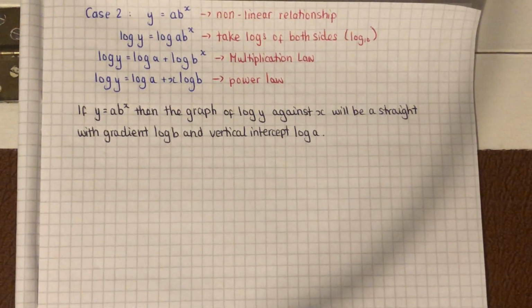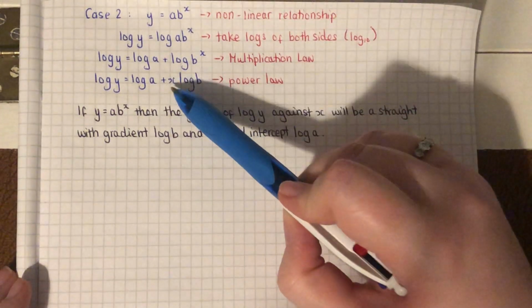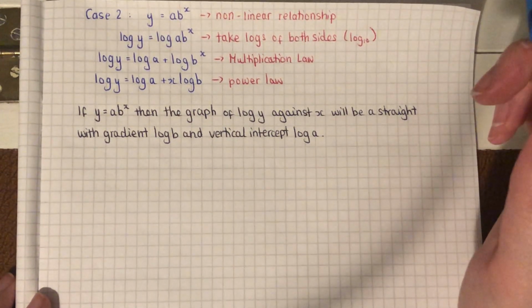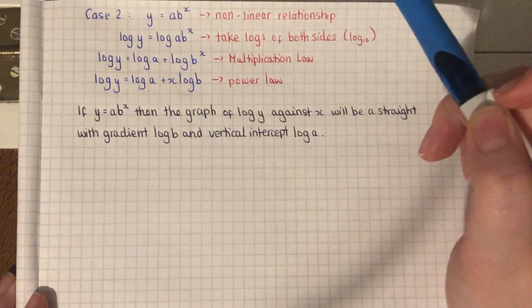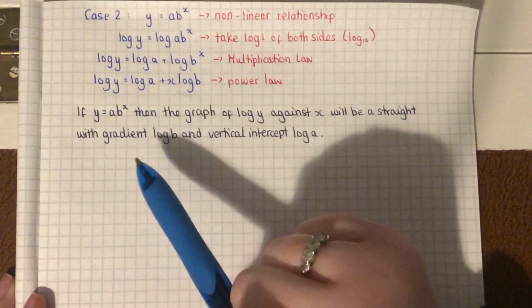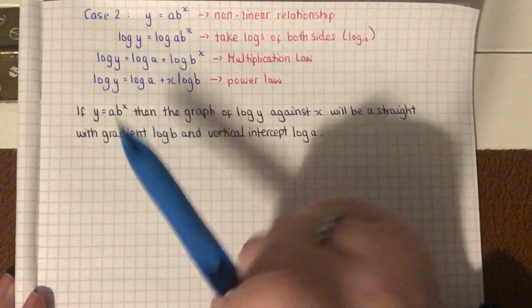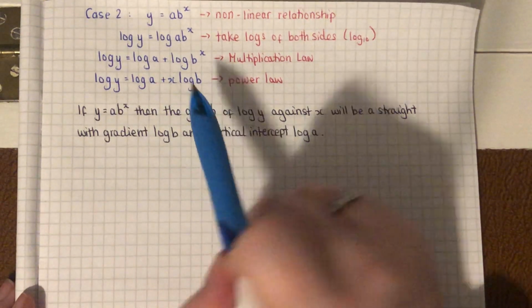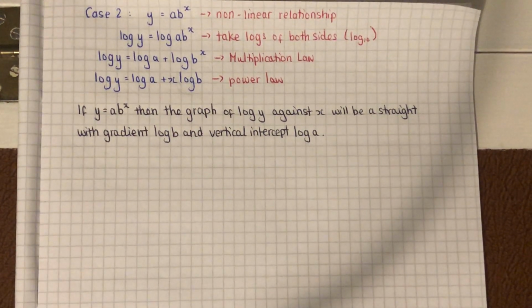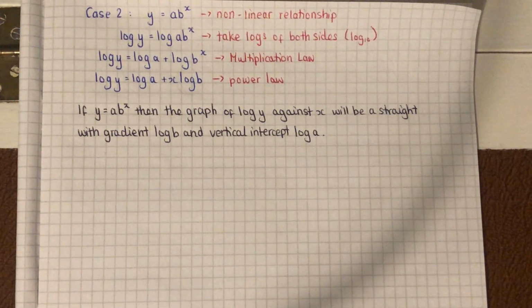So this one's slightly different in the sense that now the gradient is the x part. The gradient is the log part, which is log of b. Log of a is still the y-intercept, which is normal, and that's still the same as well. So it's just that part. Rather than n being the gradient, you've got log of b being the gradient instead. So we're going to have to do the log thing like we did before for the y-intercept.